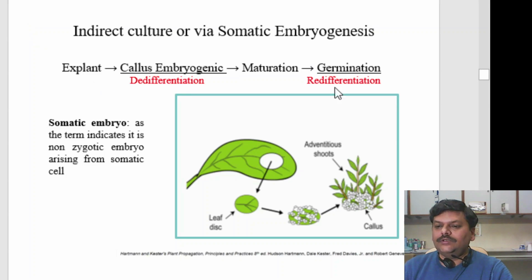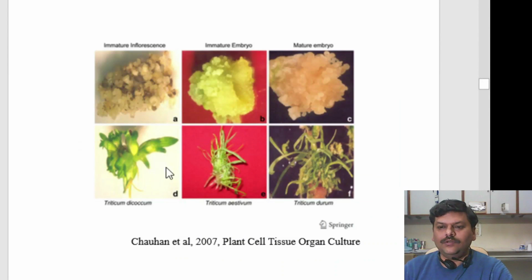One special thing about indirect culture is that it is very useful in making transgenic plants because of the callus phase. This is a personal example. Here we did plant tissue culture in three different species of wheat, that is Triticum. The three species are bread wheat, Triticum aestivum, pasta or biscuit wheat, Triticum durum, and another wheat, Triticum dicoccum. In all these three cases, a different explant was taken for indirect or somatic embryogenesis.